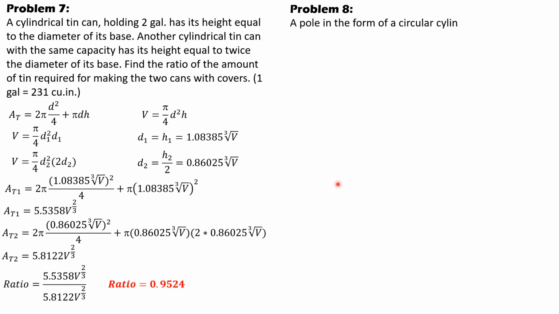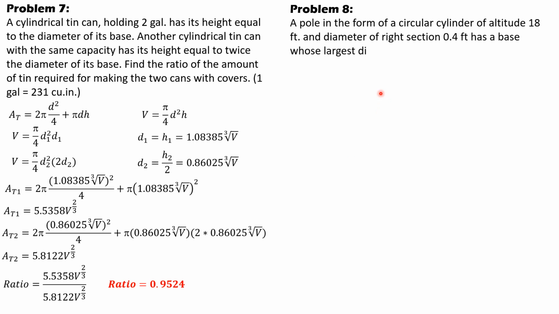Problem 8, a pole in the form of a circular cylinder of altitude 18 feet and diameter of right section 0.4 of a foot has a base whose largest dimension is 0.5 of a foot. Find the lateral area of the pole. The lateral area of the pole is the circumference of the right section times the lateral edge.